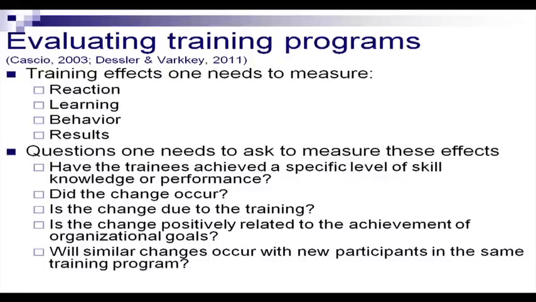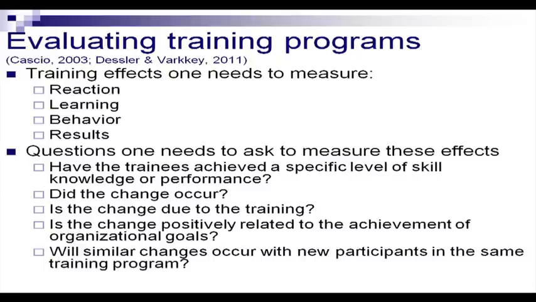So, some questions that one needs to ask to measure these effects are: have the trainees achieved a specific level of skill, knowledge or performance? Did the change really occur? If it occurred, what did you see? How do you know that change occurred? Is the change due to the training or is it due to something else? Is the change positively related to the achievement of organizational goals? If yes, how do you know?